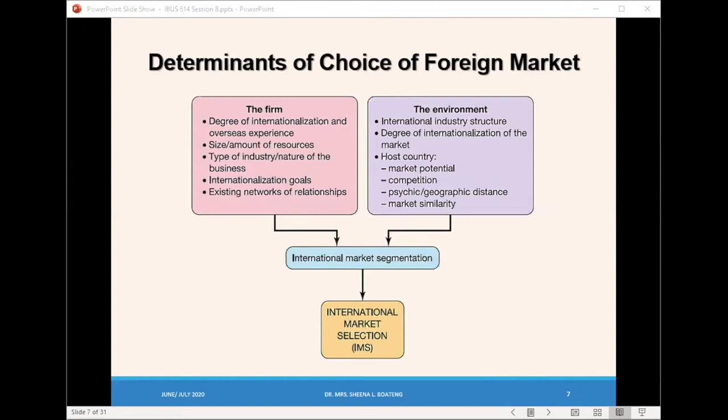At the same time, there are other host country characteristics that you need to consider, including market potential. Is there really potential for your product in that market? Is there a customer base that is ready and willing to pay for the product you are going to sell? You need to really ascertain this.